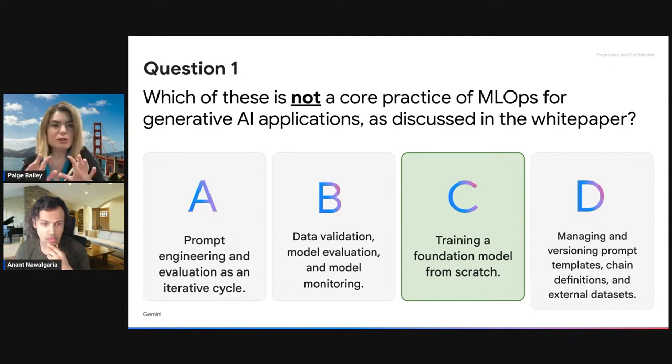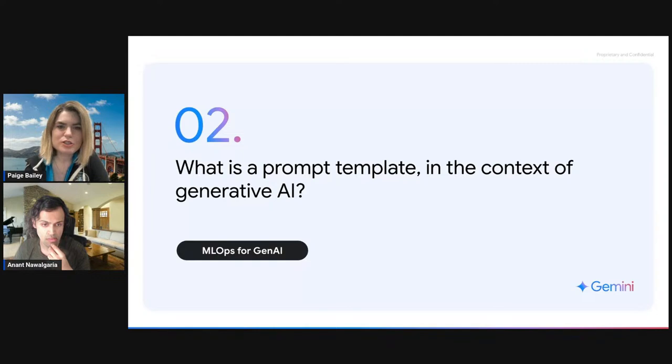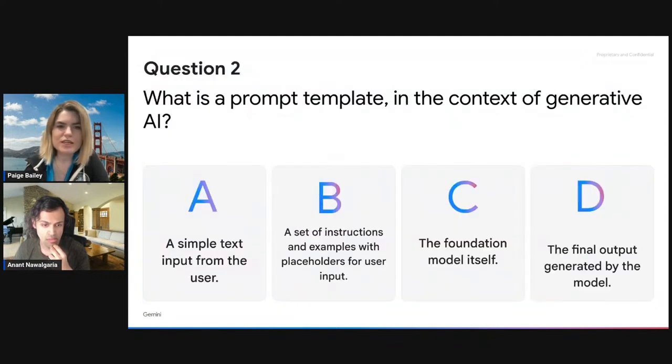We're focused on all of the infrastructure around the model, not training a foundation model from scratch. Question number 2, what is a prompt template in the context of generative AI? Is it A, a simple text input from the user, B, a set of instructions and examples with placeholders for user input, C, the foundation model itself, or D, the final output generated by the model?